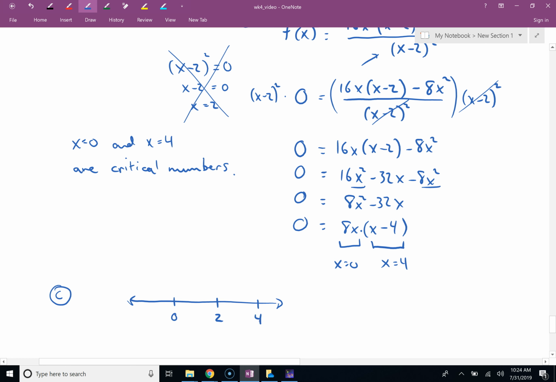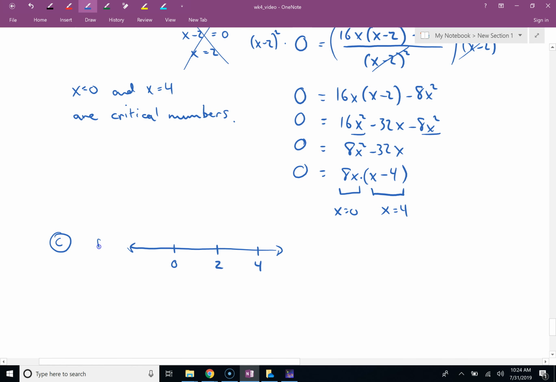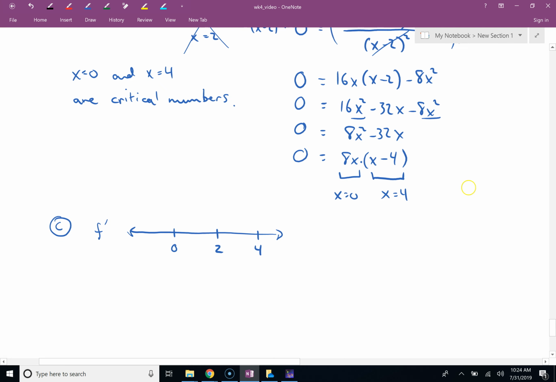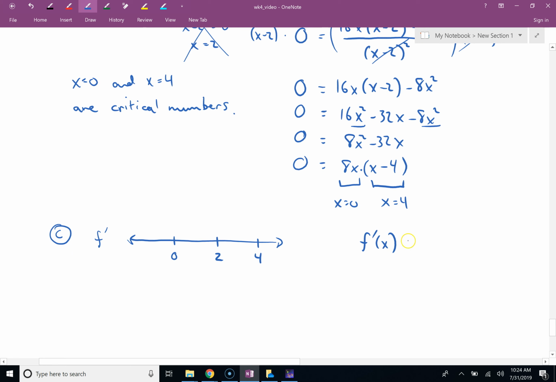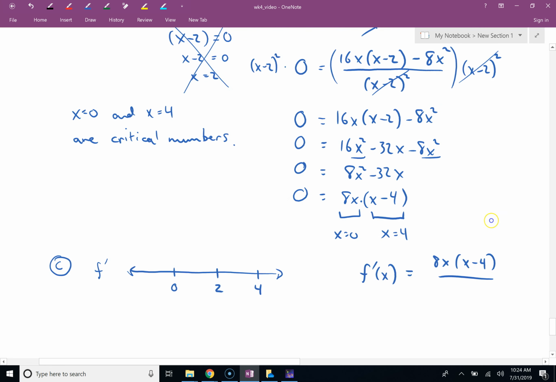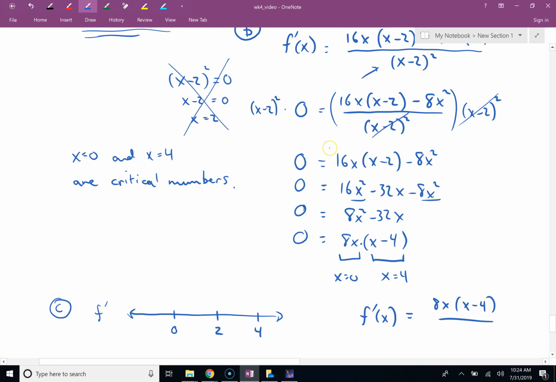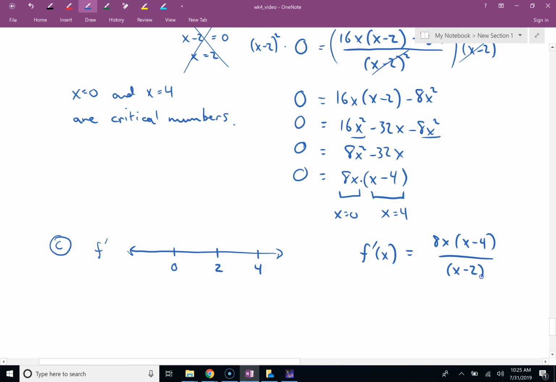What we're basically using here is the test point method to figure out where the derivative is positive and where the derivative is negative. Increasing and decreasing is all about where the derivative is positive or negative, so we're very interested in the derivative here. Let me go back and simplify our derivative one more time. I simplified the numerator and got 8x times x minus 4. When I was actually solving this, I got rid of the denominator by multiplying it on both sides, but the actual derivative does have the denominator (x minus 2) squared. So this is a nice simplified version of our derivative function.